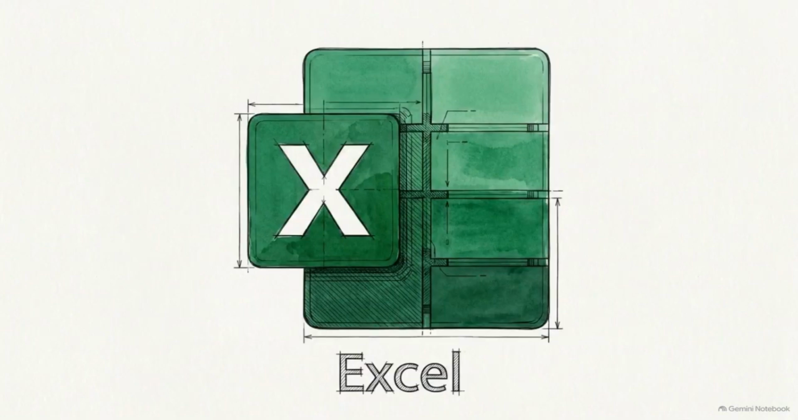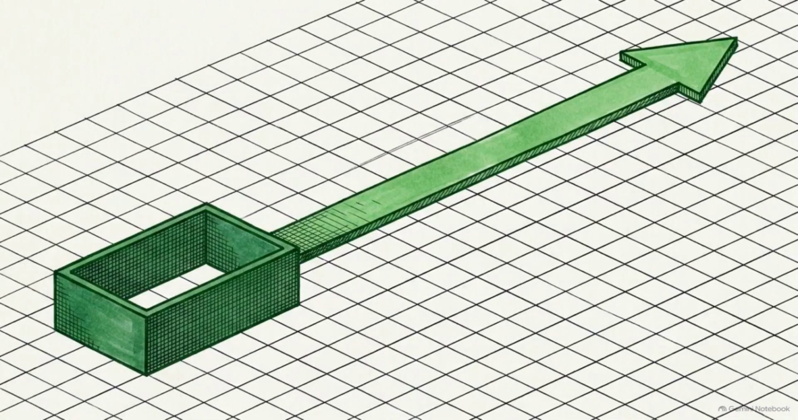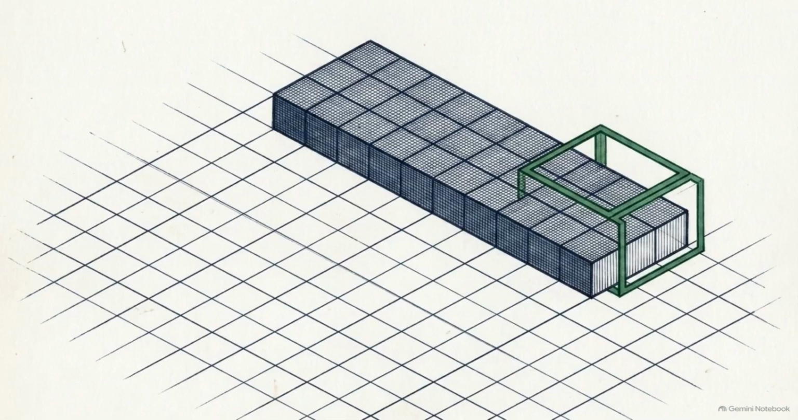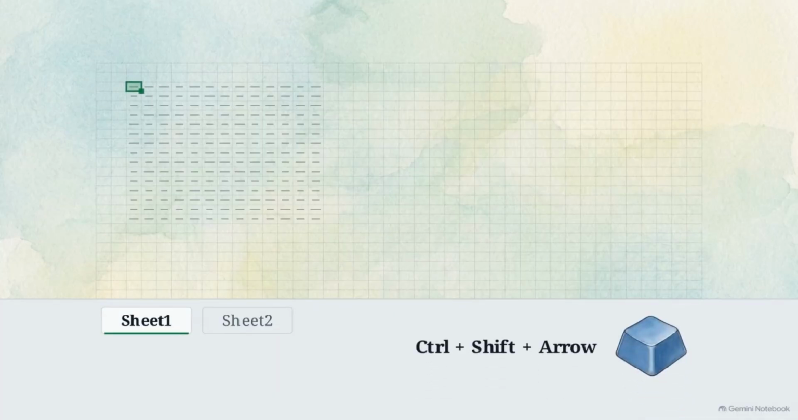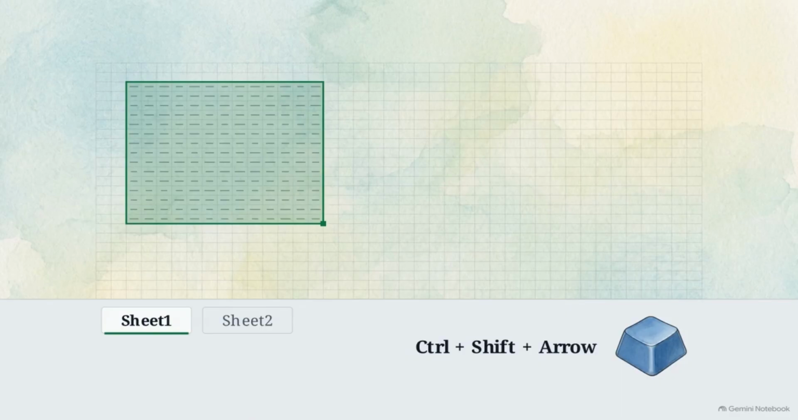Step 4 is spatial navigation within Microsoft Excel. Combining Control with any arrow key forces your selection box to jump past all empty space, landing exactly on the extreme edge of a continuous dataset. This vector grid simulates a massive spreadsheet. By holding Control, Shift, and an arrow key, you can see the selection box instantly expanding to encompass thousands of data cells in a single frame.